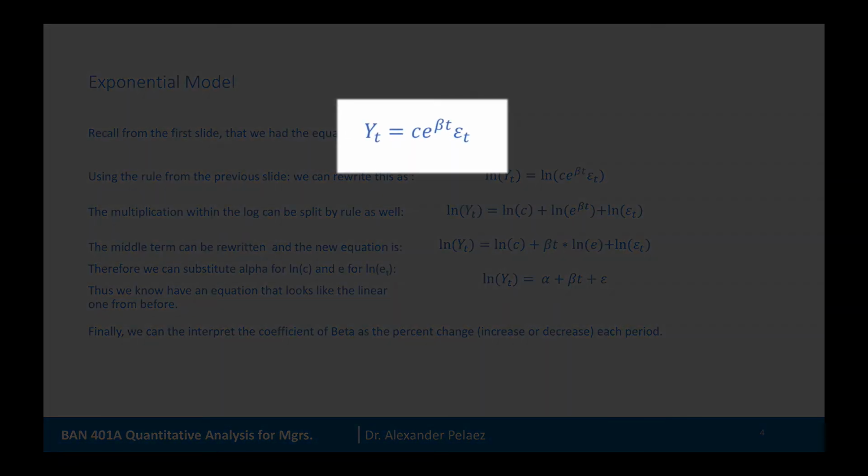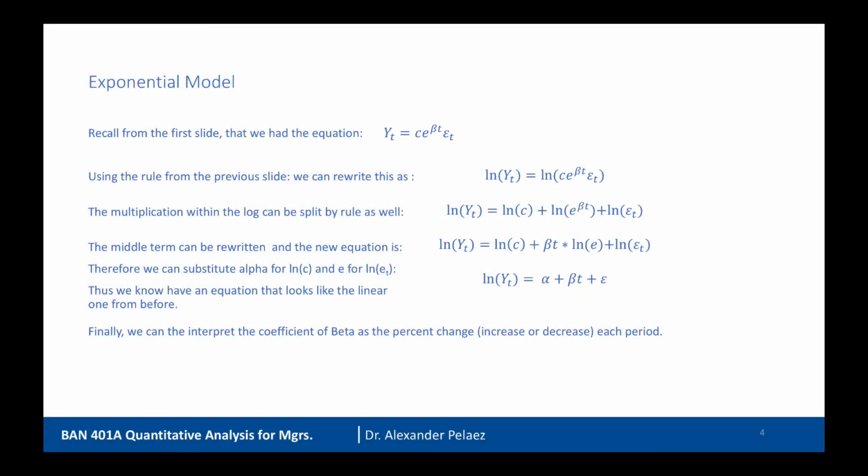So you'll see here that our original equation is yt equals c e raised to the beta times t, multiplied by the errors. Using this rule from the previous slide, we can rewrite this as such. Now you'll notice that we have three pieces that are multiplied. We have the c, we have the e raised to the bt, and we have the error term. Another rule of logs is that we can separate out the multiplication of components inside of the log by adding each one of the logged components themselves. So we can therefore break this up into the log of c plus the log of e raised to the bt, plus the log of et.